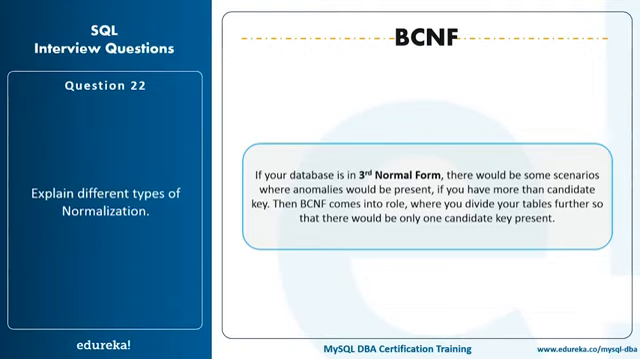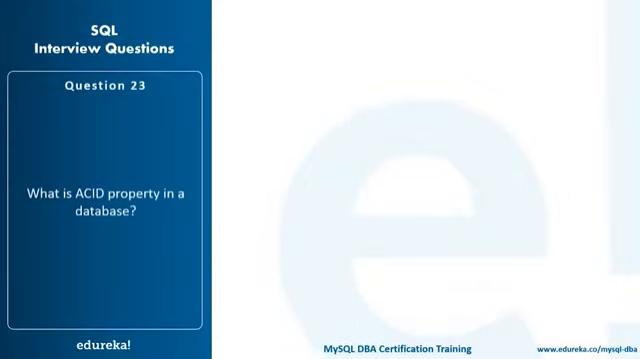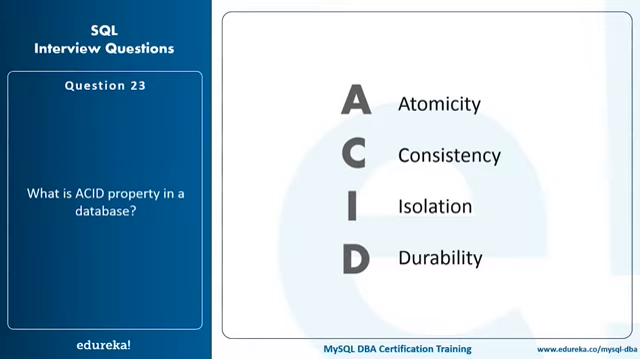Now let's move forward to our next question, that is, what is ACID property in database? The ACID property mainly stands for atomicity, consistency, isolation, and durability. It is basically used to ensure that the data transactions are processed reliably in a database system. So if you have to define ACID property in a database, then you have to define all these terms individually.